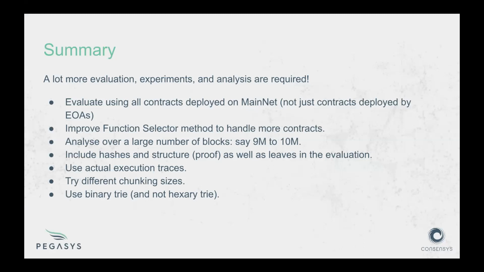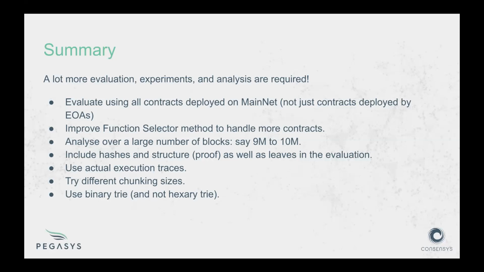Okay, so a lot today I've said, hey, we need to look at this a bit more, and it's very true. A lot more evaluation, experiments and analysis is required. So we need to evaluate all of the contracts on mainnet, not just the ones that have been deployed using externally owned accounts. The function selector approach needs to be improved a little bit more to see how applicable it is. All the code that exists for it has been created in the last month, four weeks. So it does show a little bit of promise, and maybe it could be improved and provide substantive gains. If we could see, say, 25% improvement over the other techniques, then its increased complexity might be worthwhile, because it might provide substantive gains to the witness size.